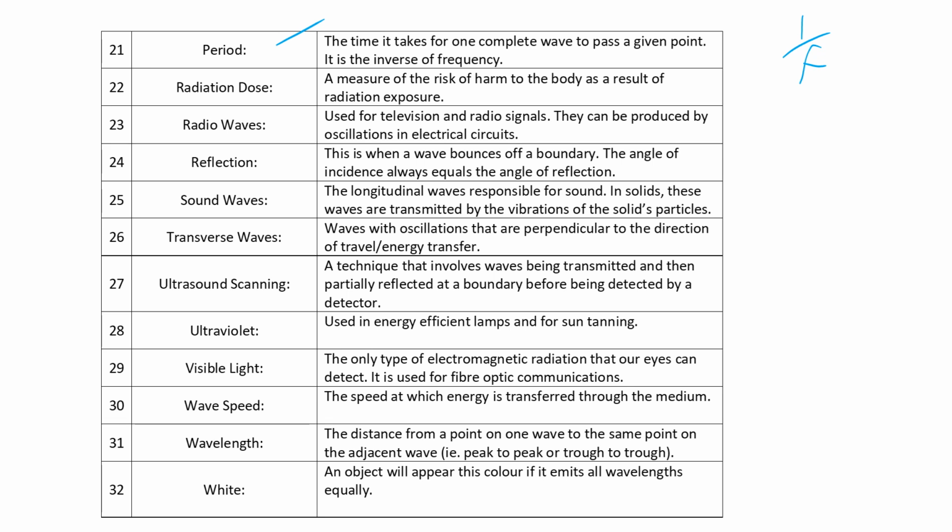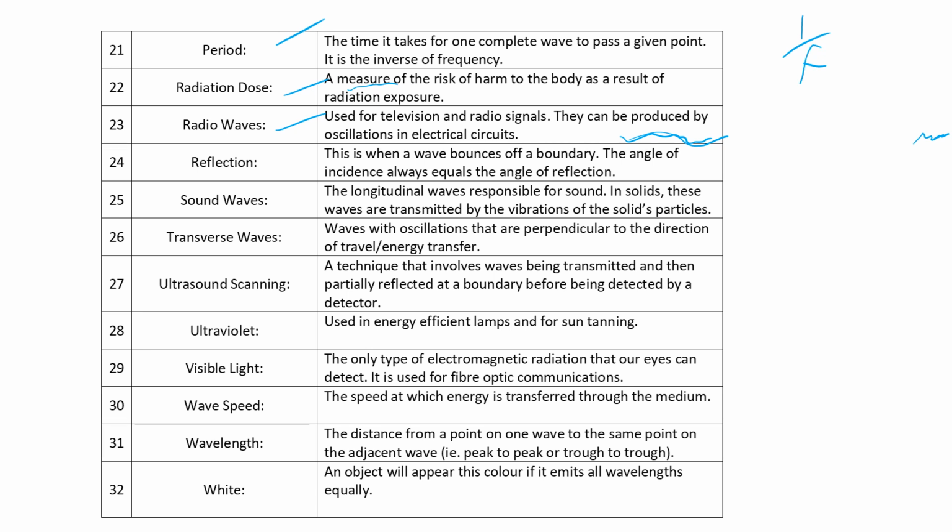A measure of the risk of harm to the body as a result of radiation exposure, radiation dose. Okay, so that's a measure of how much you've got. Used for television and radio signals that can be produced by oscillations in electrical currents, radio waves. Okay, remember your electromagnetic spectrum. It starts off radio, it's got long wavelengths, and it gets to X-rays and gamma at the end there. They've got very short wavelengths.